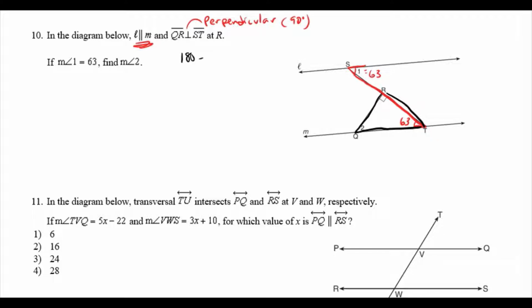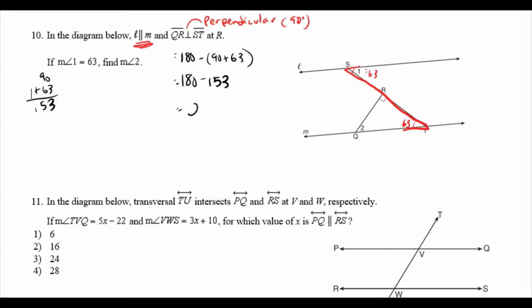So 180 minus the sum of 90 and 63. All right, so we know 90 plus 63 is 153, so 180 minus 153, oops, 53 is, and that's the measure of angle 2. Okay, so 27 degrees for number 10.